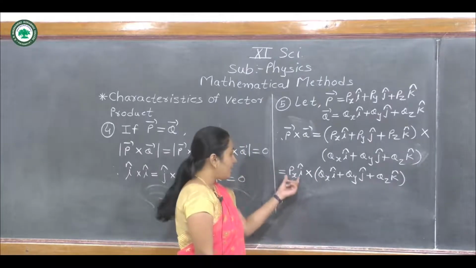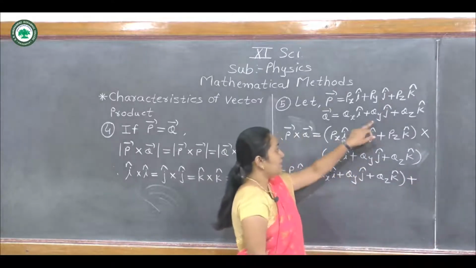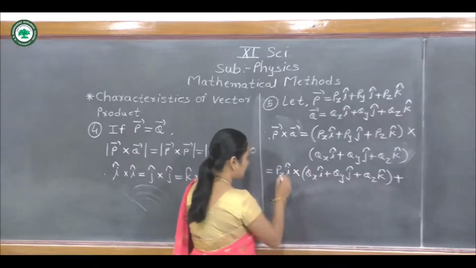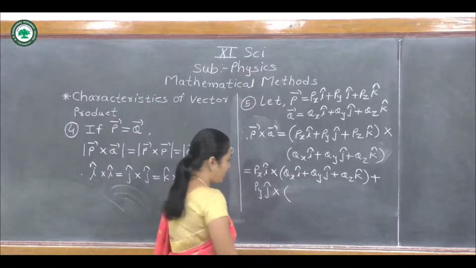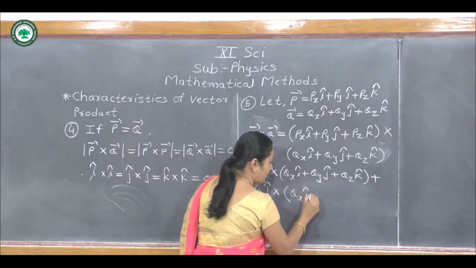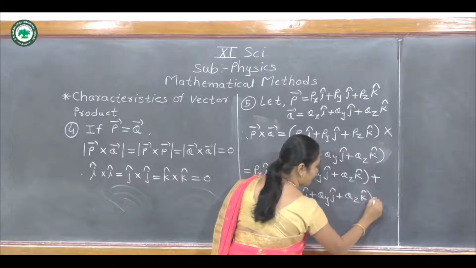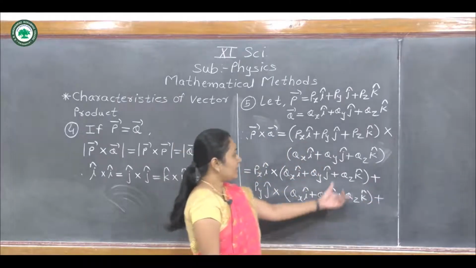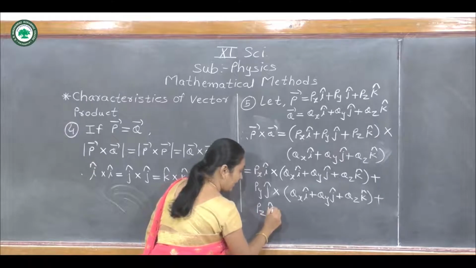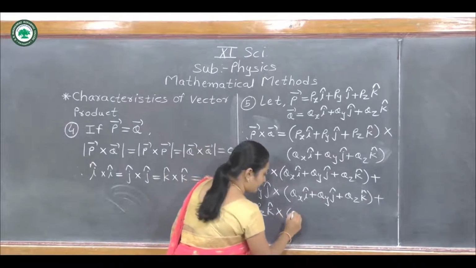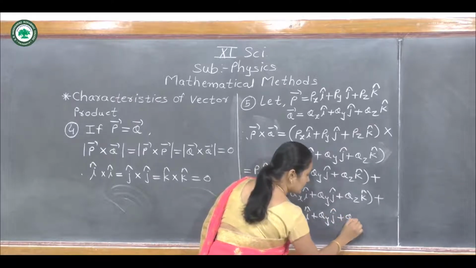So we have px i cap cross q bar, plus the second term, py j cap cross vector q bar, that is qx i cap plus qy j cap plus qz k cap, plus, now the third term, pz k cap cross qx i cap plus qy j cap plus qz k cap.